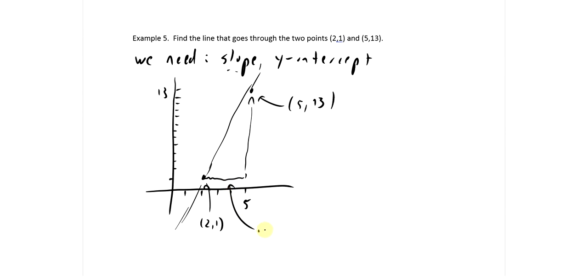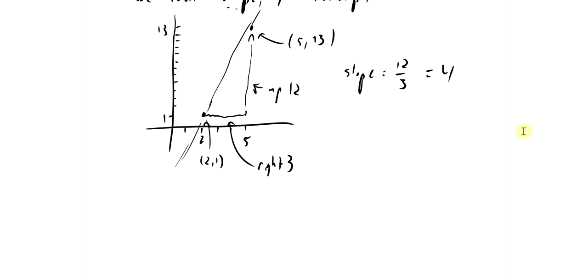So right 3, because we start at 2 and go to 5, and up 12, because we start at 1 and then we go to 13, and 13 minus 1 is 12. So slope equals 12 over 3, which equals 4. There's a formula for slope, which is exactly what we've been doing here.